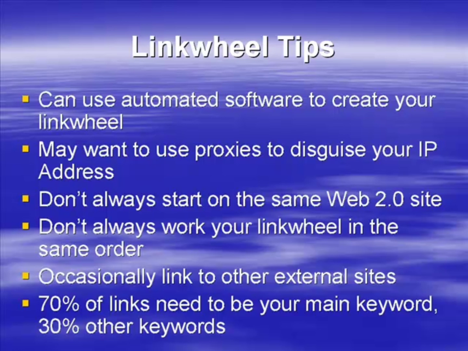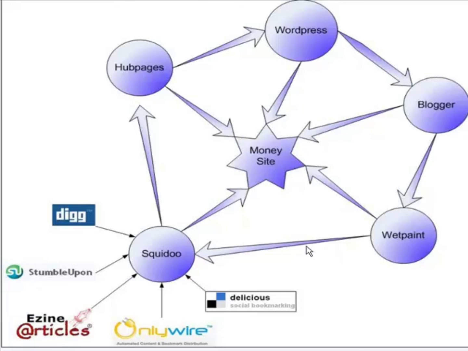And finally, 70% of your links need to be your main keyword and 30% your other keywords. Again, this is randomizing it and making it all look very, very natural. So the links between your link wheel spokes and through to your money site, 70% of them your main keyword and 30% other keywords. If you apply these tips and what you've learned here, you will do very well. You're not going to find your link wheels being deleted or removed, and you're going to get some very, very good results.